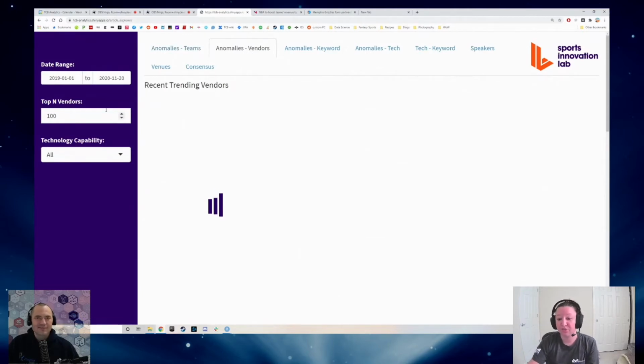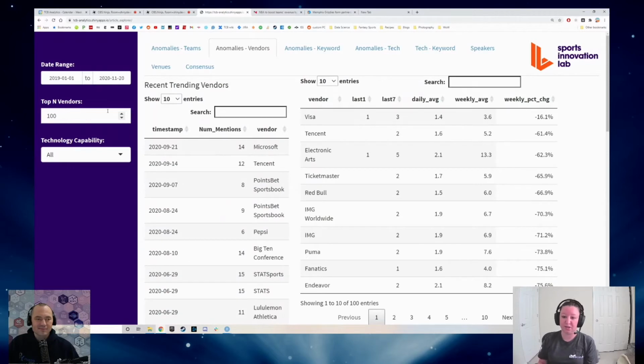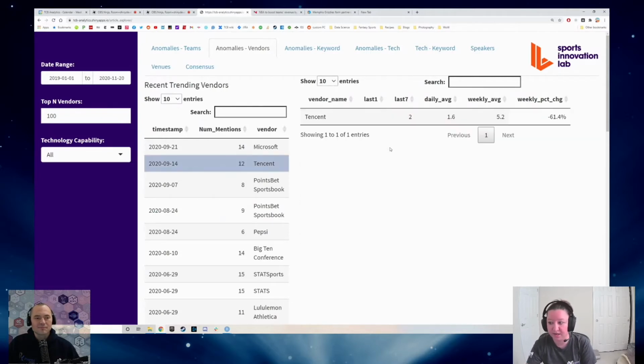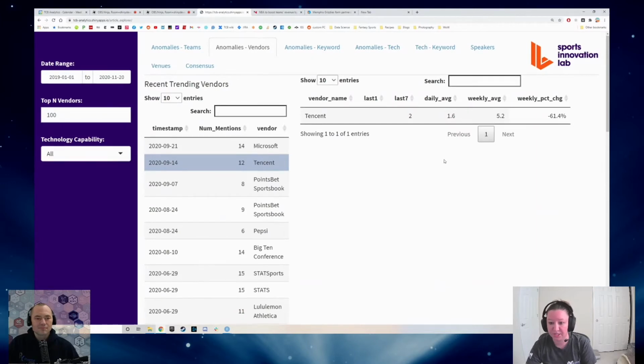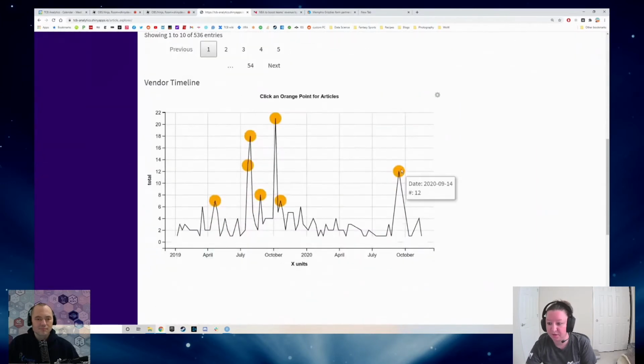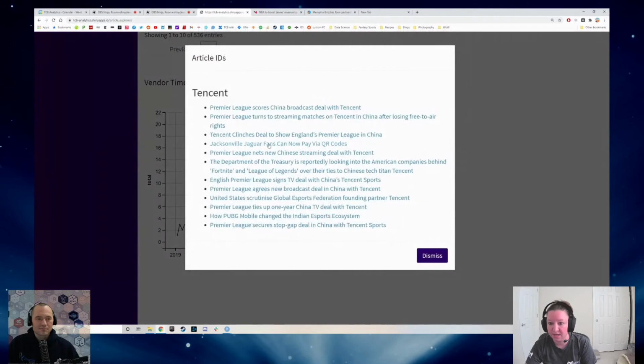They're also interested in tracking vendors. Who's on the cutting edge of diving into the sports arena? Because there's obviously a lot of money to be made in sports. There's a lot of possibility there. So it looks like in the past few months, Tencent had an increase in its mentions in the news. So I'm going to go down again and look at my chart, and it looks like that's because the Premier League struck a deal with Tencent. I see. Yep, that would do it.